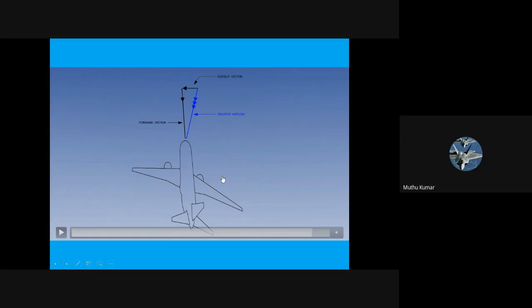If an aircraft moves in this direction, you get an airflow in the opposite direction. Correct? Aircraft whichever side it moves, from the opposite direction you will get the flow. So the aircraft is not moving exactly straight, it's moving in this direction. So you get two components, a straight vector and a side vector.